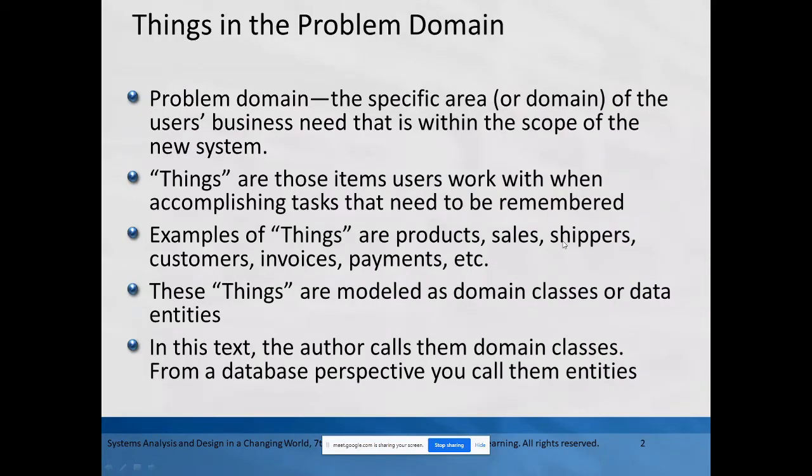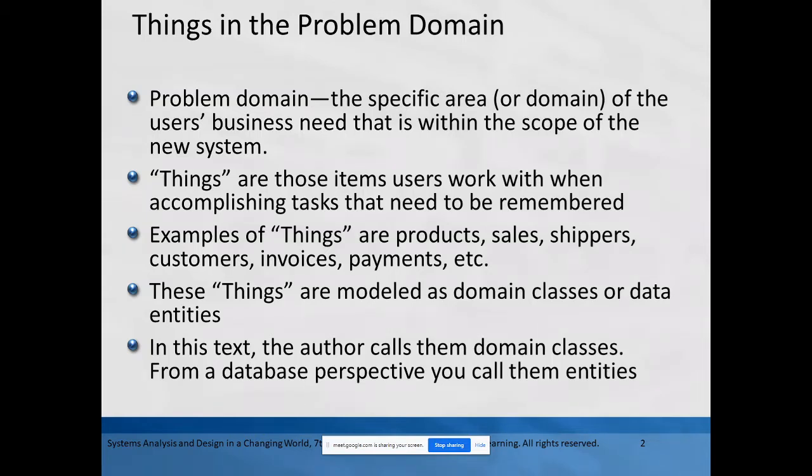Okay, so when we talk about domain modeling, the big thing that we're thinking about here, as the textbook calls it, are things. And things are really a colloquial way of saying data. And of course, we would restrict this to the scope of the system. What exactly should the system be storing? The text defines it as items that users work with when accomplishing tasks that need to be remembered. They give some examples like products, sales, shippers, customers, invoices, payments.